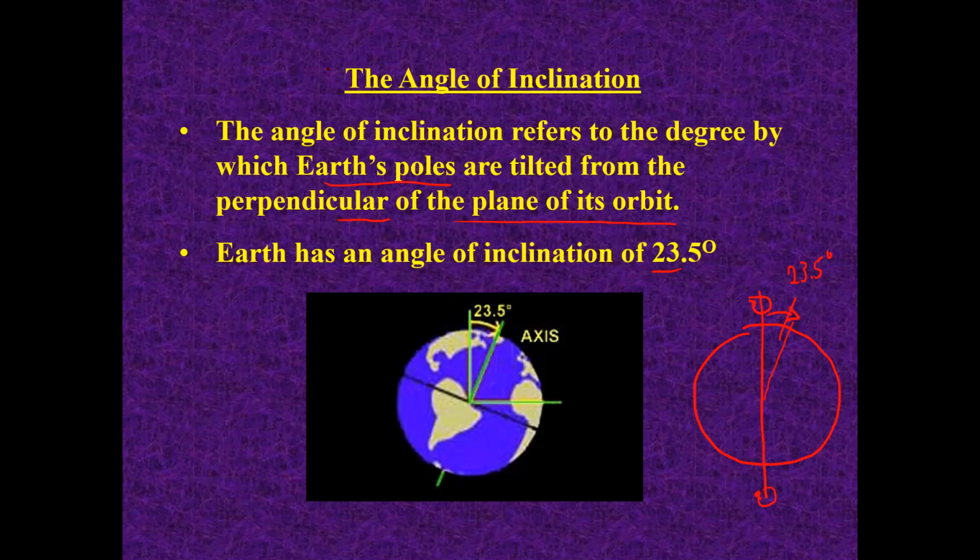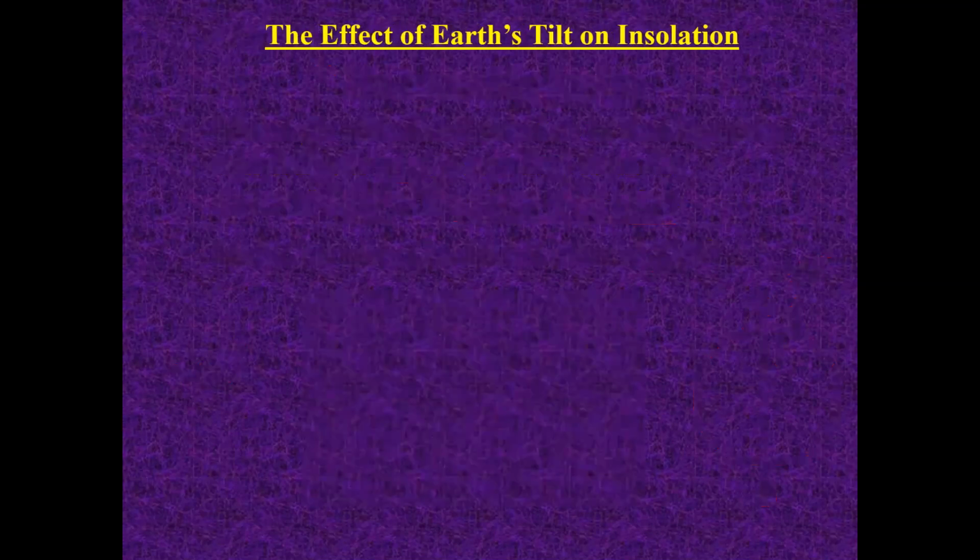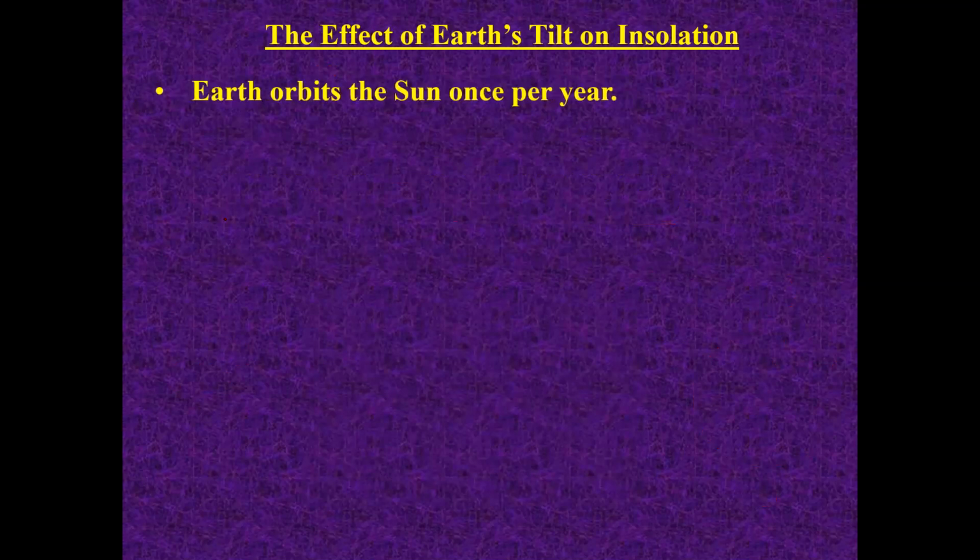Now this is important. If I use the word inclination, I'm inclined to agree with somebody, it means I tilt towards their argument. I'm inclined to agree. Now this is very important when we look at the seasons. It determines the seasons. Tilt on insolation, Earth once a year.